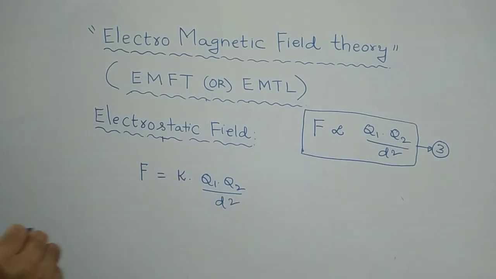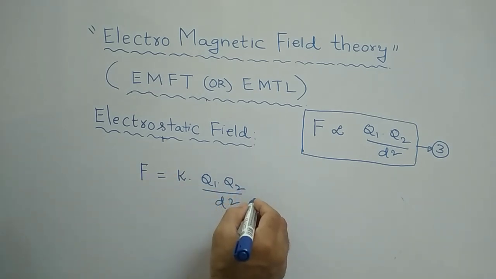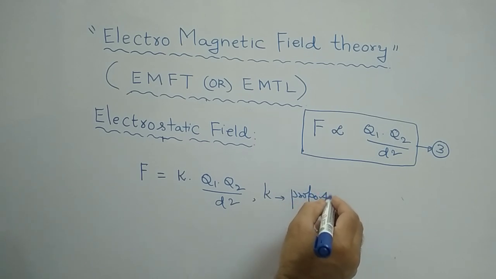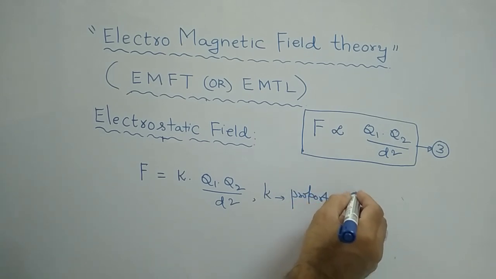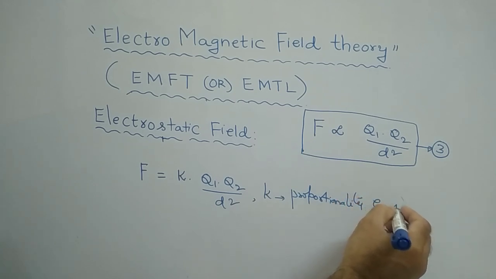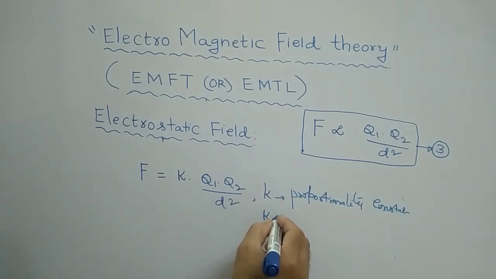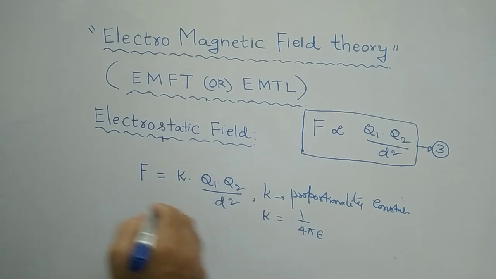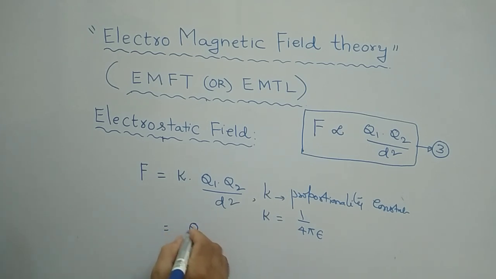Here k is called the proportionality constant, and its value is given by k is equal to 1 by 4 pi epsilon. Therefore, substituting that value, F is equal to Q1 into Q2 by 4 pi epsilon into d square.